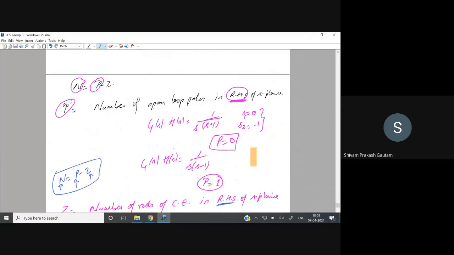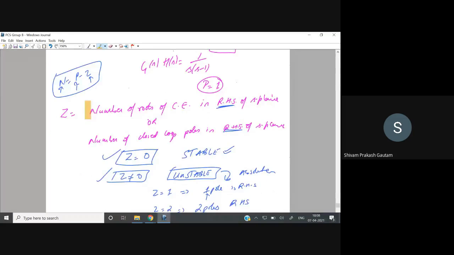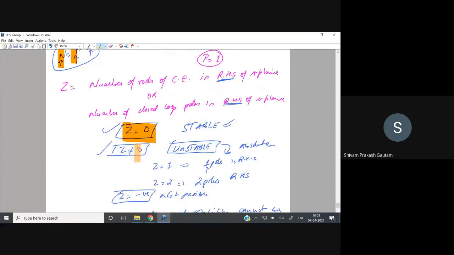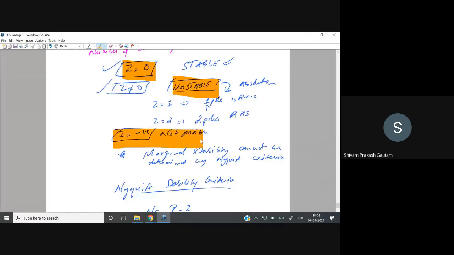Then what is P? Number of open loop poles in the right hand side of S plane. Then Z: N is known, P is known, then we can determine Z. If Z is equal to 0, that means system is stable. What is Z? Number of roots of characteristic equation in the right hand side, or number of closed loop poles in the right hand side. Both are same. If Z is not equal to 0, that means system is unstable, and whatever the value of Z will give me the number of poles in the right hand side. Z cannot be negative. If you are getting negative Z, that means you have done some mistake.